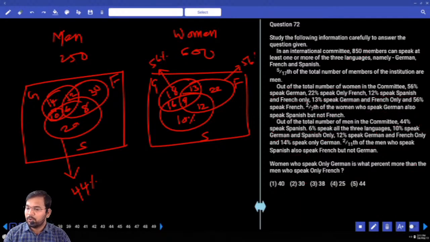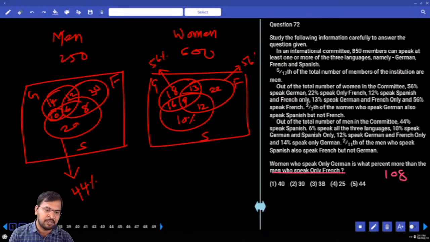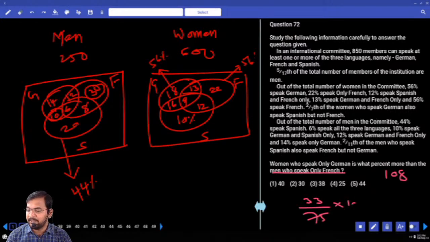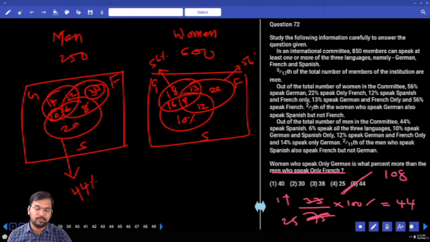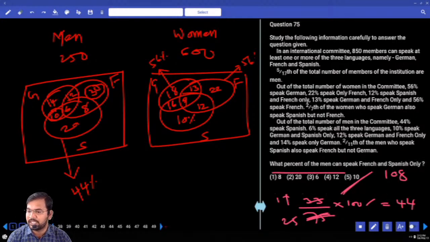Women who speak only German is 18%. 18 sixes are 108. Is what percent more than the men who speak only French? Men who speak only French is 30% of 250, which is 75. They are compared with 75. How much more? 33 more. 33 by 75: 3 elevens are 33, 3 twenty-fives are 75, so 25 fours are 100, 11 fours are 44. Remaining the same questions. If you know the data, questions are very easy.